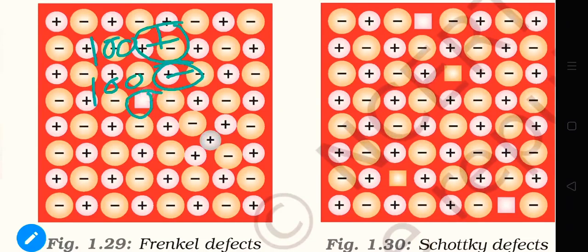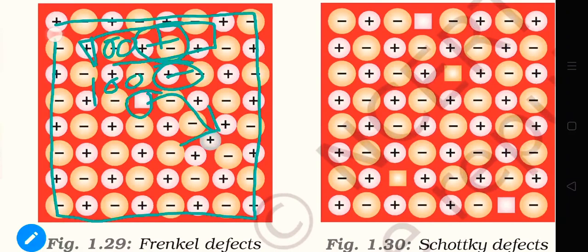Now one positive ion is moved from its initial location to a new location, but it is still present inside the crystal. So the total positive charge remains constant. That's why neutrality is maintained. The total number of constituent particles does not change and the volume does not change either. So density remains constant in Frenkel defect.